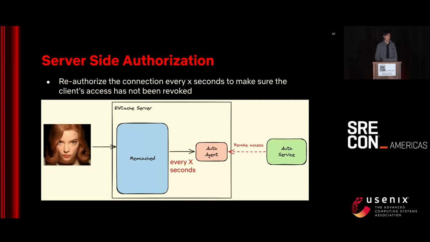and the agent, so now Memcached every once in a while will go and ask the agent, hey, is this connection still valid? Is this connection still authorized? And if it's not, then memcached will go ahead and kill that connection. So if Beth is no longer authorized to access, even though she was earlier, then she can no longer access sensitive data anymore.